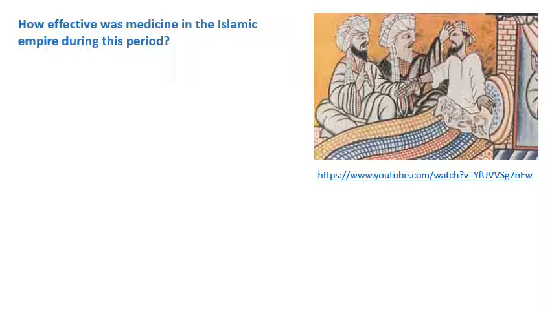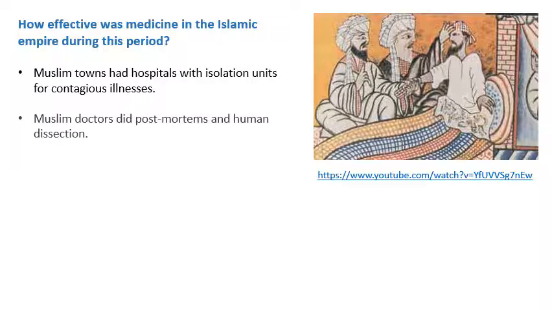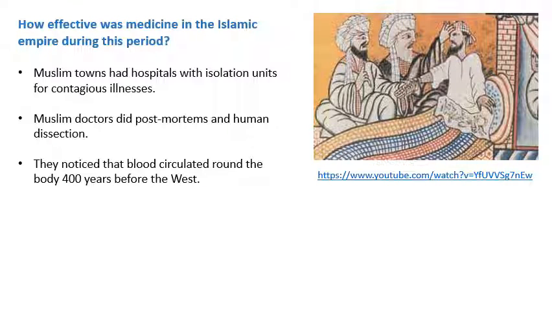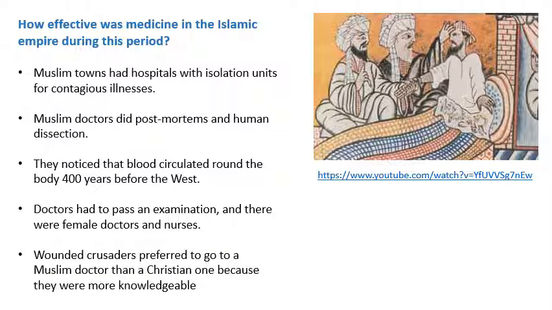We're now going to jump into the Islamic world. What was this like during the same period? Some key ideas for you here. Muslim towns and hospitals with isolation units for contagious diseases. Muslim doctors did post-mortem, so that's when after someone died they would actually look inside the body to see if they could learn what had happened. They noticed that blood circulated around the body, and that was 400 years before that was discovered in Western Europe. Doctors had to pass an exam, and they also had female doctors and nurses as well. So it was quite a professional attitude towards treating people.